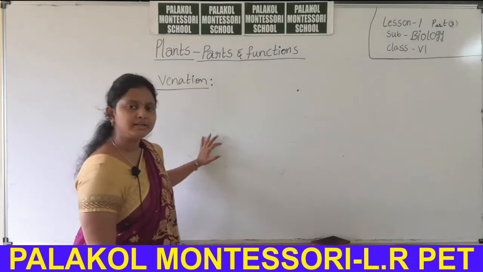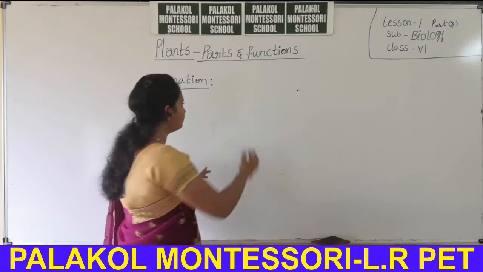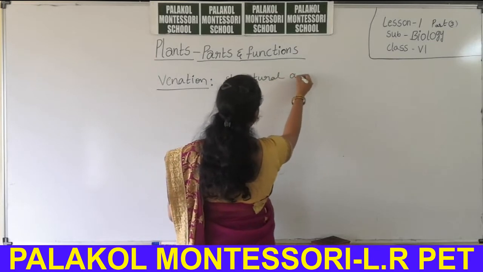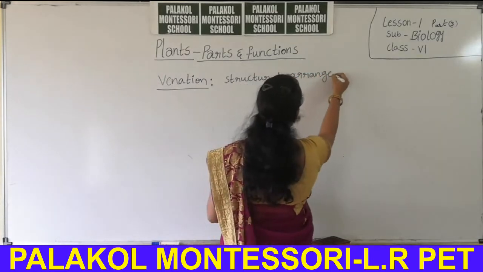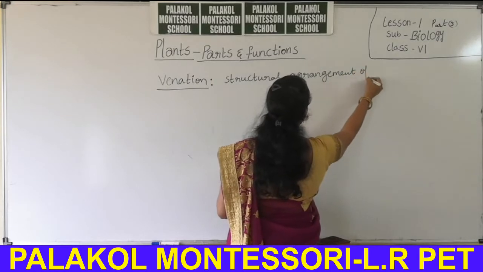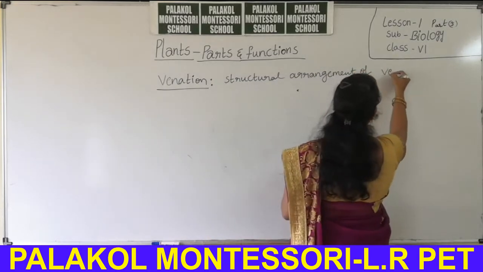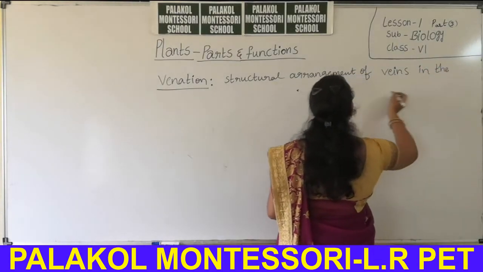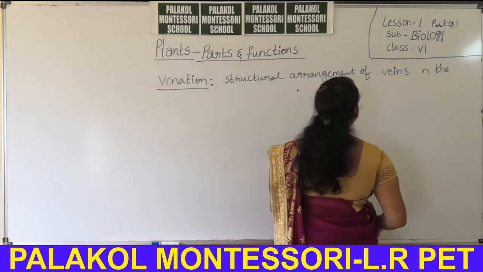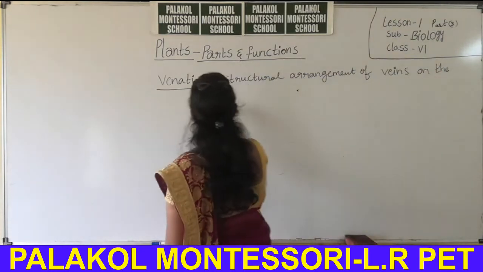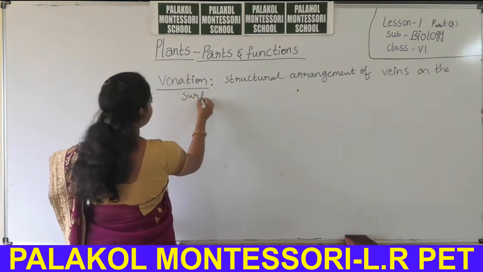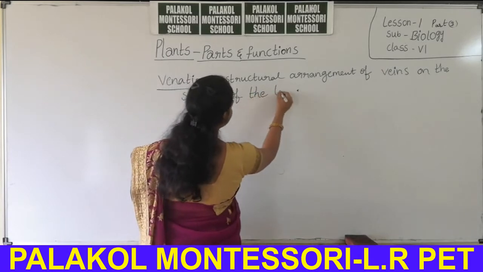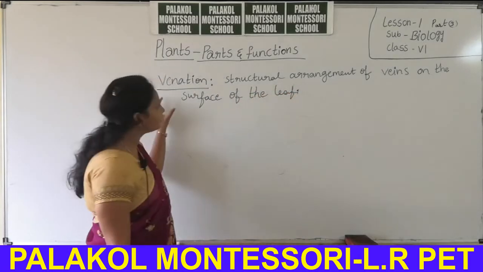The structural arrangement of veins on the surface of the leaf is called venation.